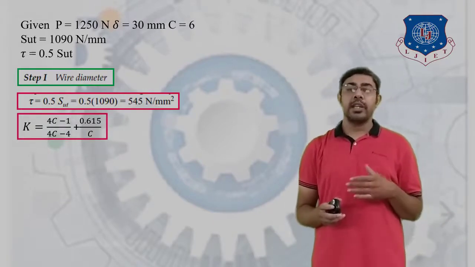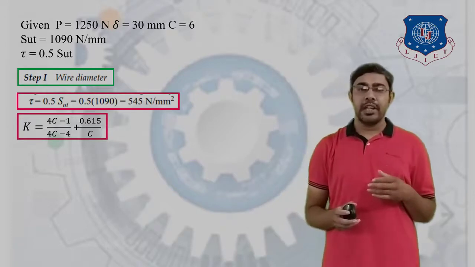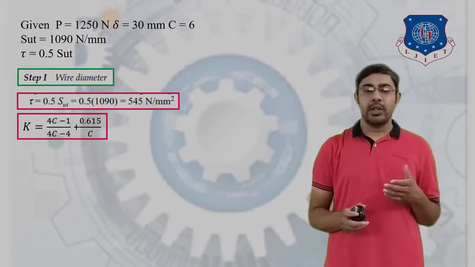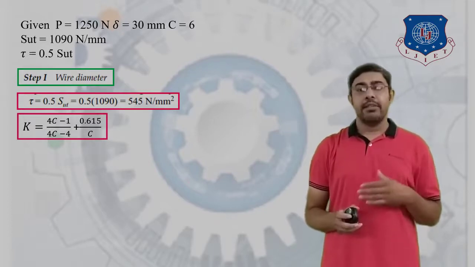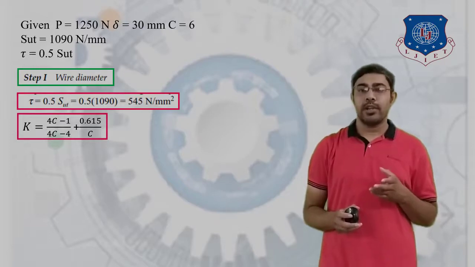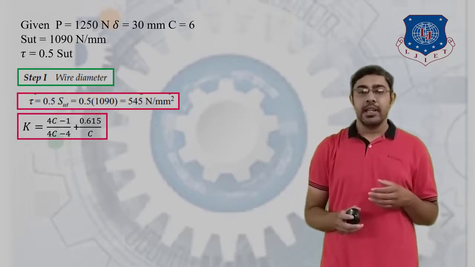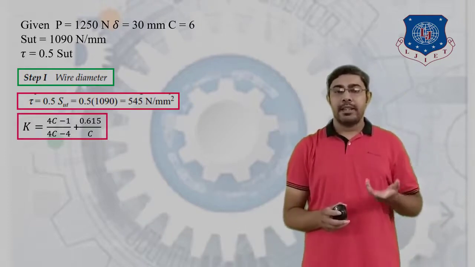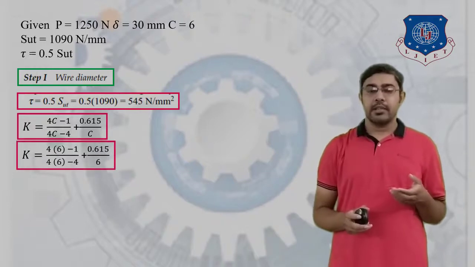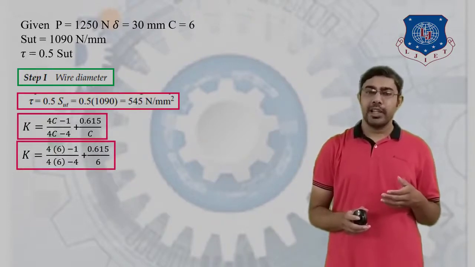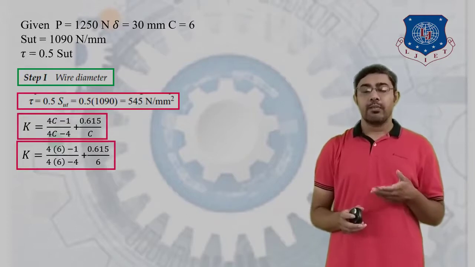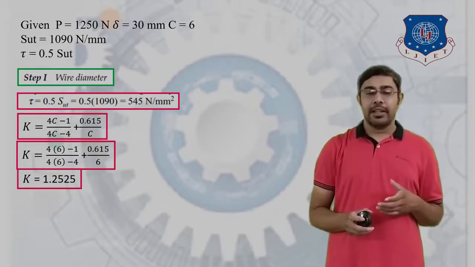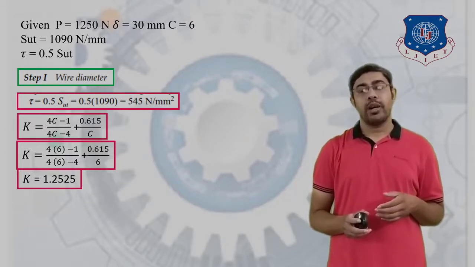Now we also need the value of K, that is the Wahl's factor. So K is equal to (4C minus 1) divided by (4C minus 4) plus 0.615 divided by C. Here C is given as 6, and you can calculate by placing the value of C. So K becomes (4 into 6 minus 1) divided by (4 into 6 minus 4) plus 0.615 divided by 6. So we get the value of K, that is Wahl's factor, equal to 1.2525.